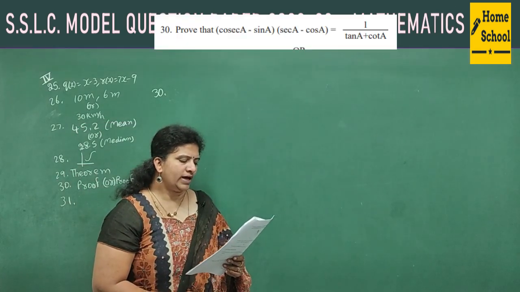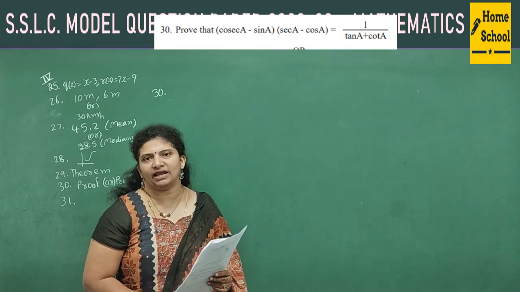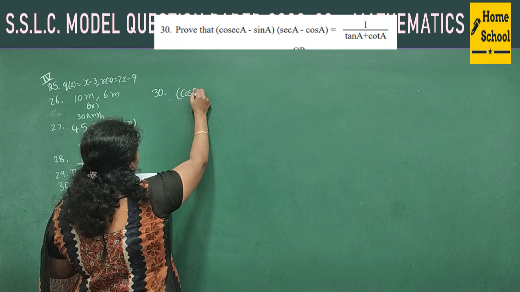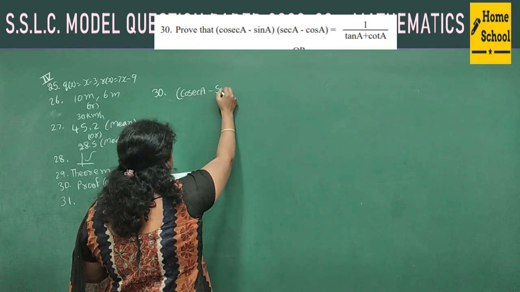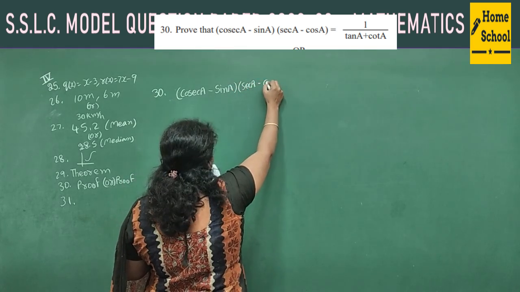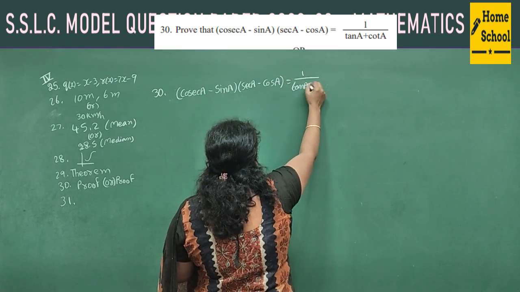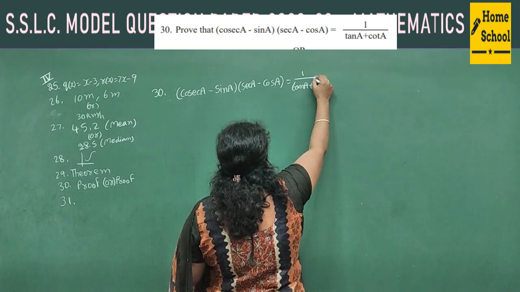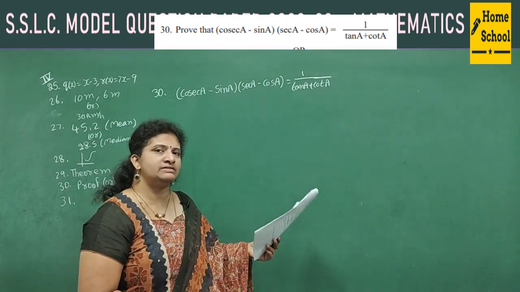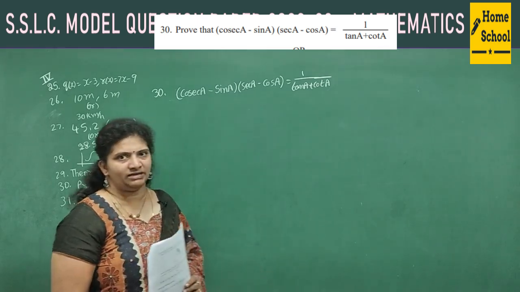30th question. Prove that (cosecant A minus sin A) into (secant A minus cos A) is equal to 1 by (tan A plus cot A). So let me take the question here. Prove that cosec A minus sin A into secant A minus cos A is equal to 1 by tan A plus cot A. We can consider LHS and prove RHS, or you can consider RHS and get LHS, or you can take LHS and RHS at a time to get the same answer.